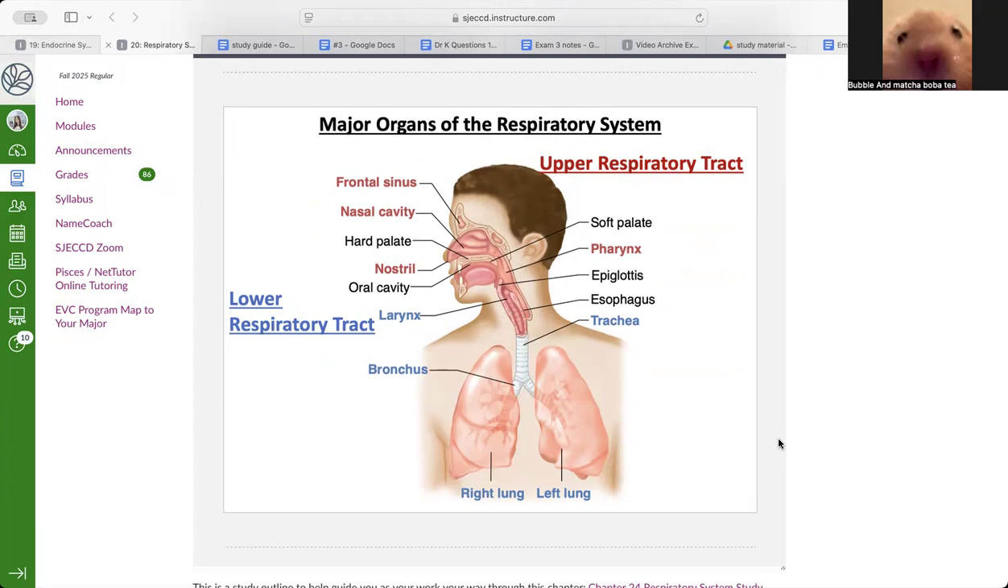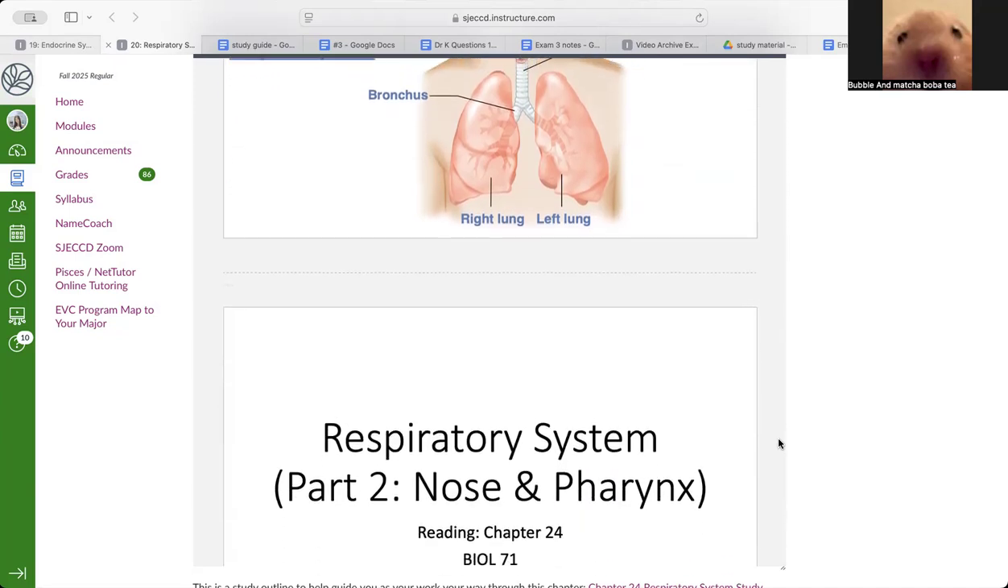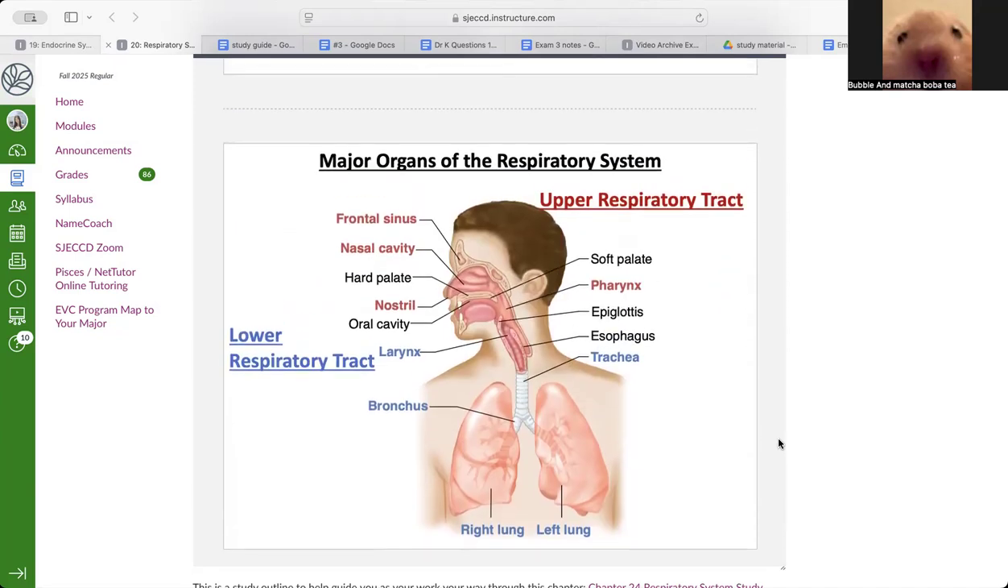So it's made up of different parts. The upper respiratory tract is your nose, your nasal cavity, your paranasal sinuses, and the pharynx. The lower respiratory tract is the larynx, the trachea, the bronchial trees, and the lungs. Okay.